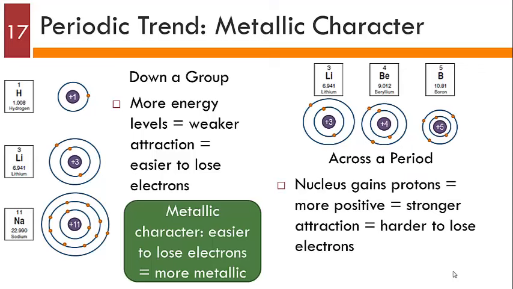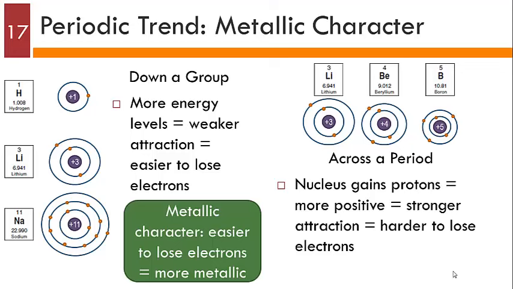Across a period, the nucleus gains protons and it becomes more positive. So the electrons are going to be more strongly attracted to the nucleus and it's harder to lose electrons. So as we go across a period, we become less metallic. This makes sense if you look at the periodic table. You can see where the metals and the nonmetals are.